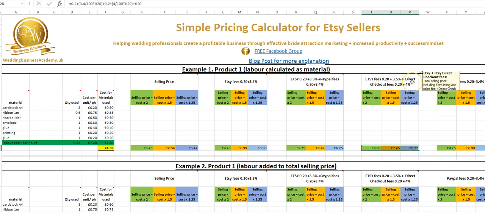So as you can see, Etsy's direct checkout is only a little bit dearer than using PayPal. And what I would do in this instance is I would price my product at the dearer price and have both options available for payment. So I will not lose out money. And if somebody chooses to pay by PayPal, I'll actually make a little bit more.